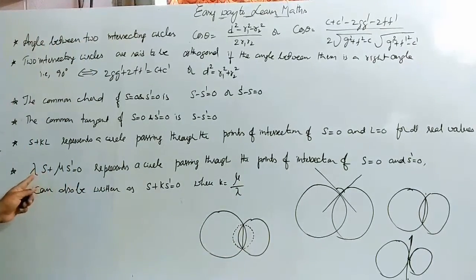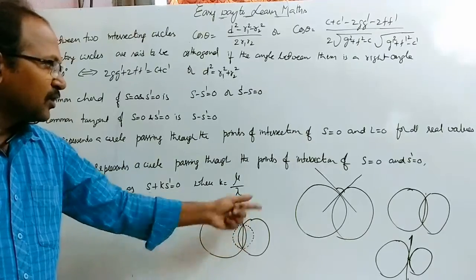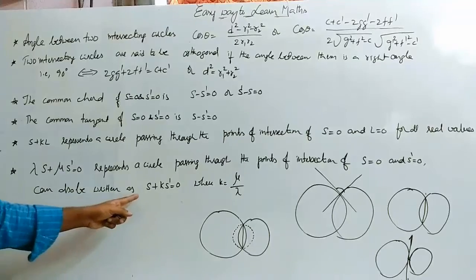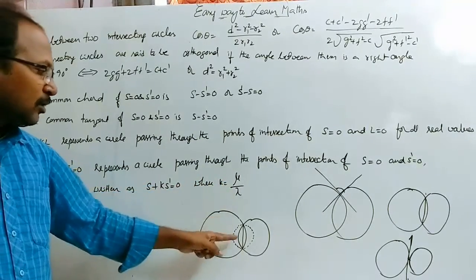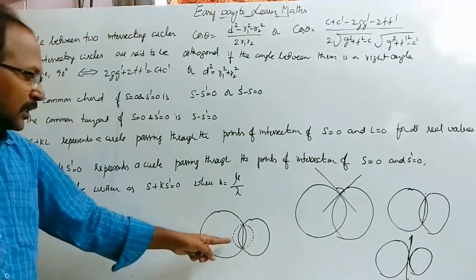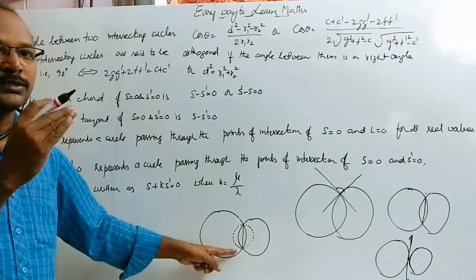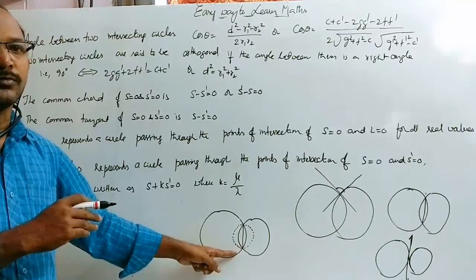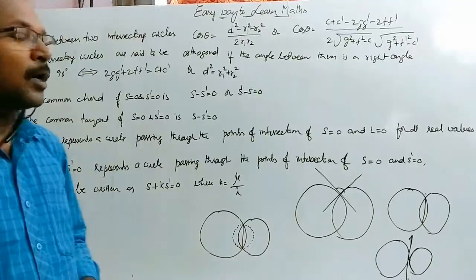Okay, then lambda s plus mu s dash equal to 0 represents a circle passing through the points of intersection of s equal to 0 and s dash equal to 0. It can also be written as s plus k s dash equal to 0, where k is equal to mu by lambda. This dotted circle represents the circle which is passing through either the points of intersection of the circle and line or the points of intersection of the circles also. Okay, now based on these properties, let us solve some problems.